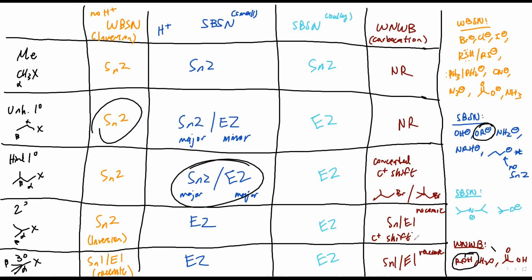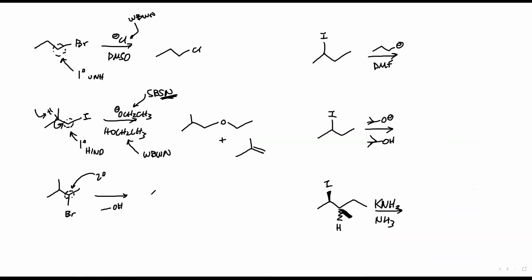But look at this. If it's SN1/E1 for secondary, we have to look out for a carbocation shift. It kind of helps if you think of the mechanism here. The carbocation would look like this. When the Br leaves, should we worry about a carbocation shift? What do you guys think? Yes, we should. You're totally correct.